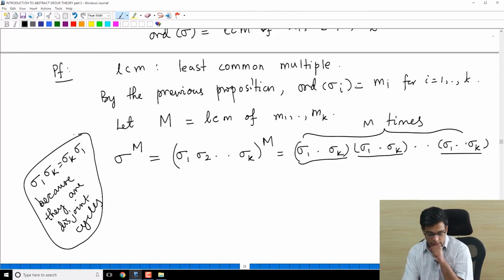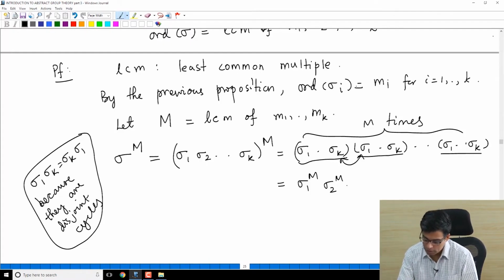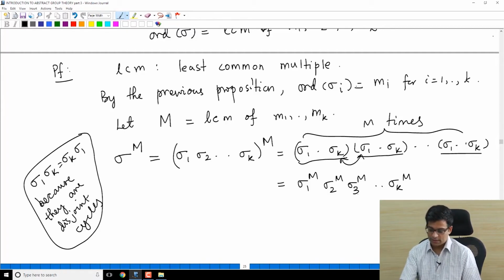Because they are disjoint cycles, we can interchange them, and in a group we can apply the associativity law, so we can remove the brackets first. Sigma k and sigma 1 can be interchanged, and then you can reorganize all of them and put all the sigma 1s at the beginning, so you get sigma 1 power M. Then you put all the sigma 2s. Basically, commutativity of these sigma i's means that you can arrange them in any order. I'll put all sigma 1s first, there are M of them, then all sigma 2s, then all sigma 3s, and finally all sigma k's. Okay, so I can write sigma power M as this.